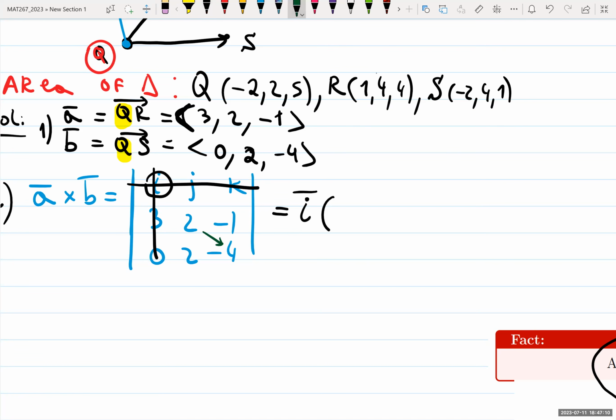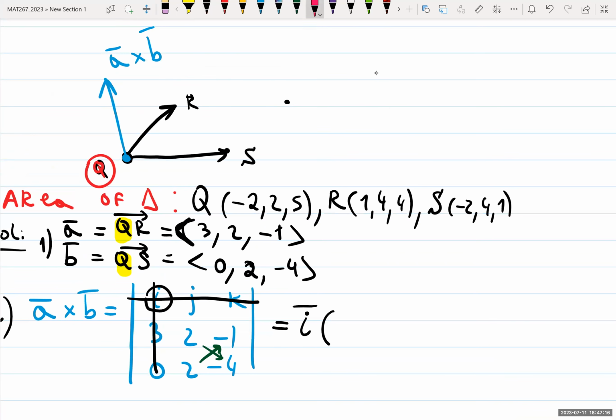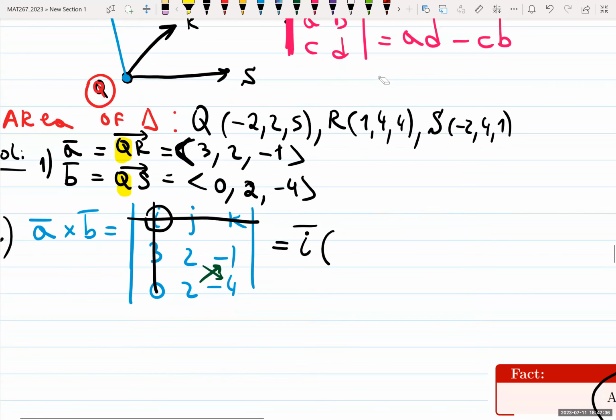2 times minus 4 minus 2 and minus 1. That is because the determinant of the 2 by 2 matrix A, B, C, D is AD minus BC. So because we know that, we implement it for the 3 by 3 matrix determinant. So it's going to be minus 2 and minus 4 is minus 8, minus, don't forget that, 2 and minus 1 is negative 2. So be very careful with those things.